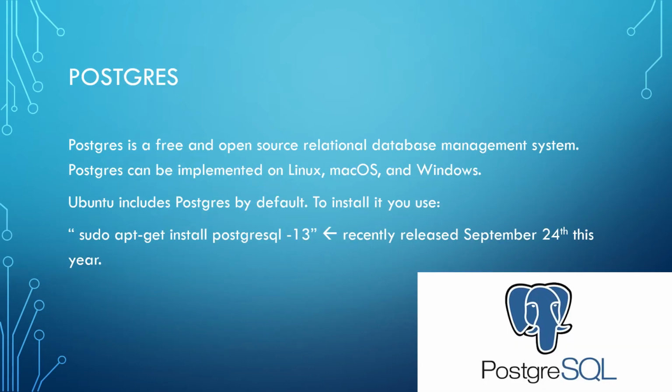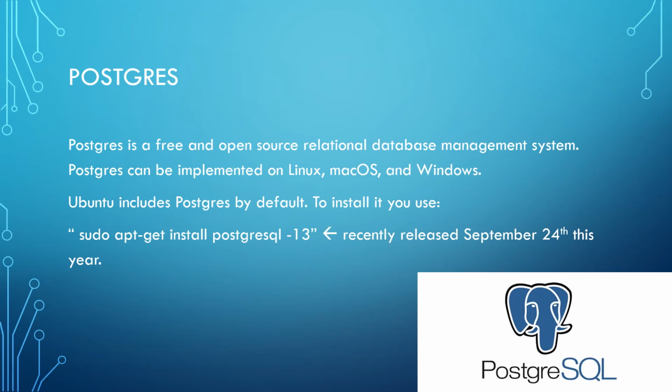For the next slide, I want to talk about the database management system we're going to be using for our servers on Linux Ubuntu. Postgres is a free and open source relational database management system. Postgres can be implemented on all popular operating systems, but the main one we're going to focus on is Linux, because that's the one we're going to be implementing on our server.